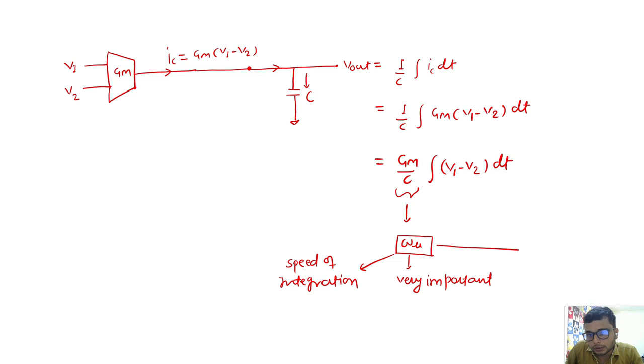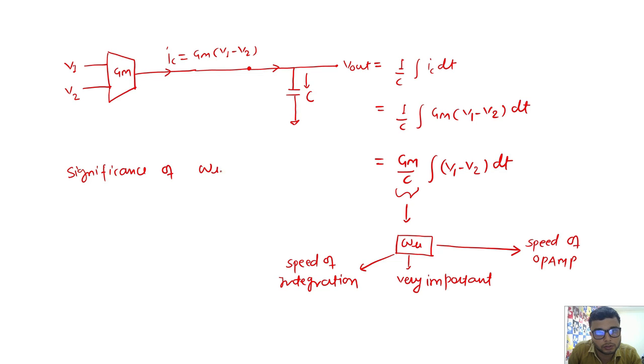It is also important, and we can say it is also the speed of the OTA or the speed of the op-amp. The larger the value of omega u, the faster is the integration, or the better is the op-amp. So the significance of omega u is very much important.